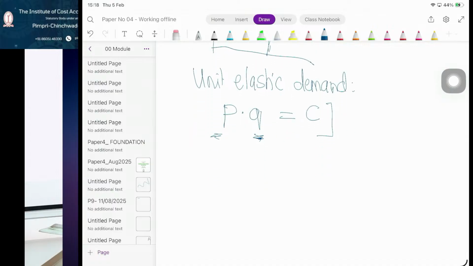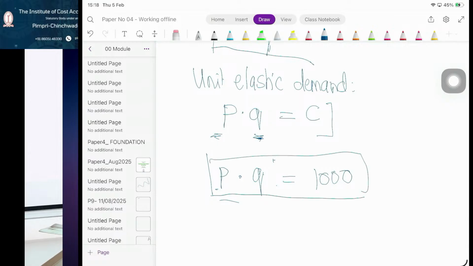Suppose a family says that every month they will not spend more than, let us say, 1000 rupees on milk. Their budget is fixed. So if price goes up, quantity will shrink. If price falls, they will buy more milk. But their total expenditure will always be equal to 1000. Such a demand curve has the property that it will have unit elastic demand.